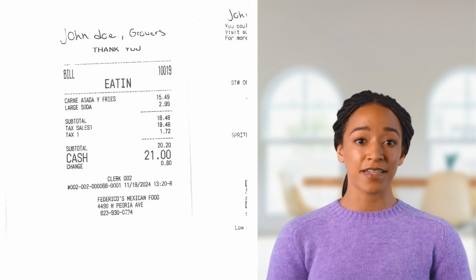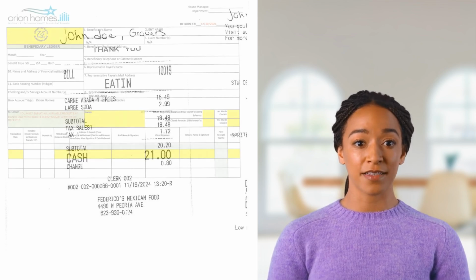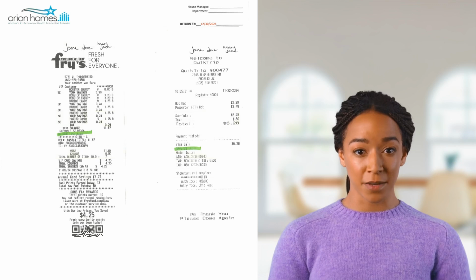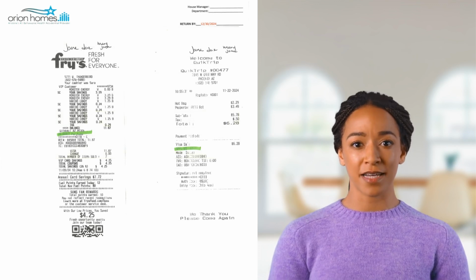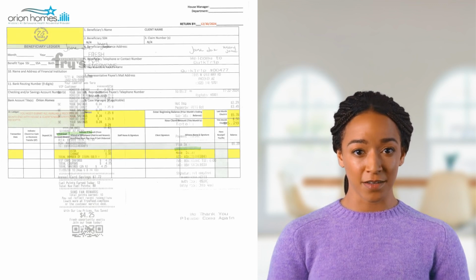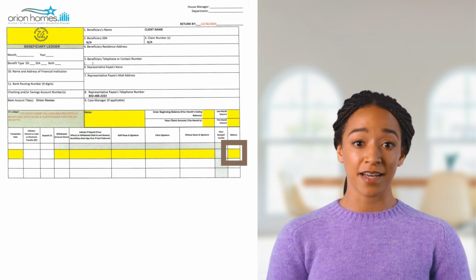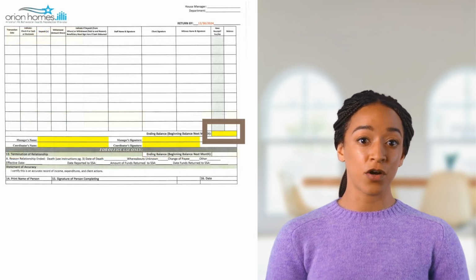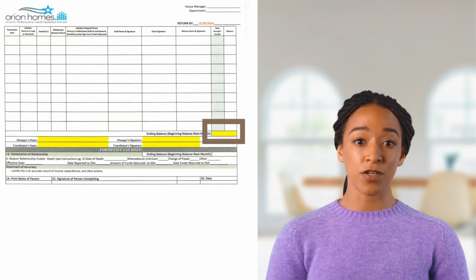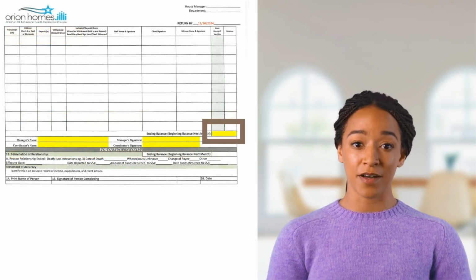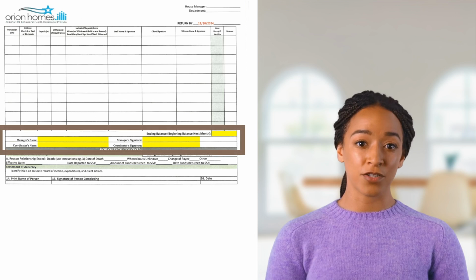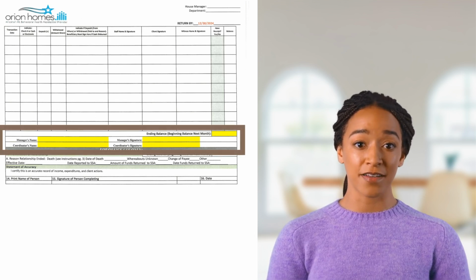As shown, this is an example of an accepted receipt. Card transactions are not accepted. As shown, this is an example of an unacceptable receipt. Update the balance after every withdrawal by adding or subtracting the cash given. This should be the total amount at the end of the month, which will be the beginning balance for the next month. Then, both the manager and coordinator will print and sign their name.